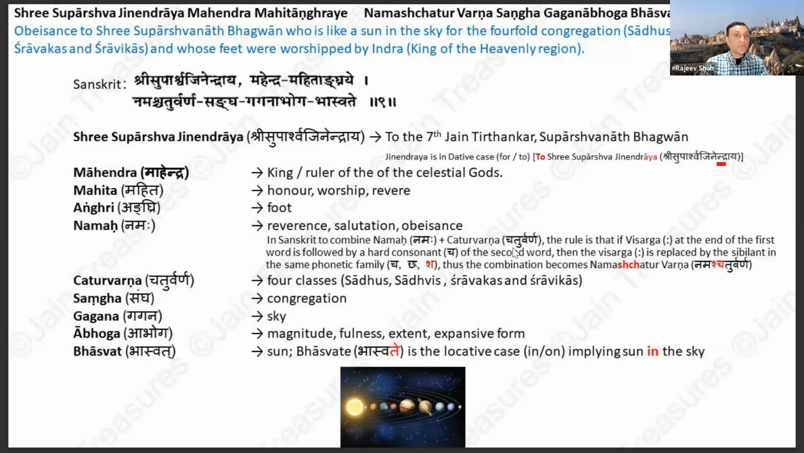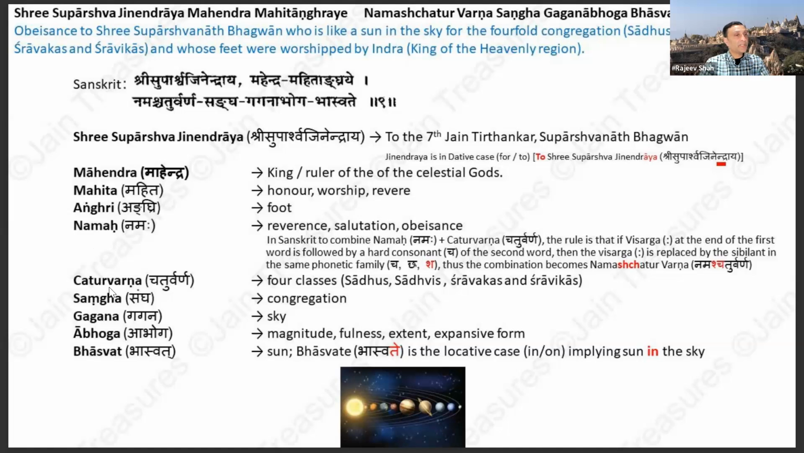So Namaha, Chaturvarna. When you combine a word which has a visarg at the end with another word starting with a hard consonant, cha, then the visarg is replaced by the sibilant. Sibilant means sa. In Sanskrit, groups of letters are classed together, and for example here, cha and sha are grouped together. Because this is the sha sound of this group, you remove the visarg and replace it with sha. So the word becomes Namaschatur. The visarg has gone, you've added the sha sound and combined it with chatur. So it's Namaschatur.